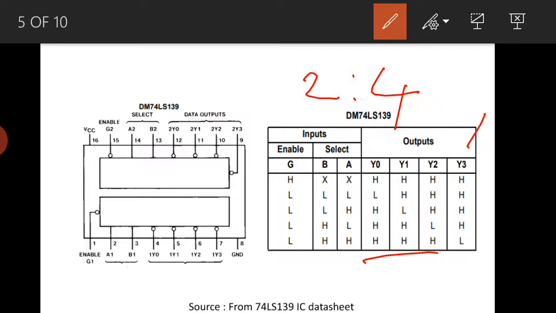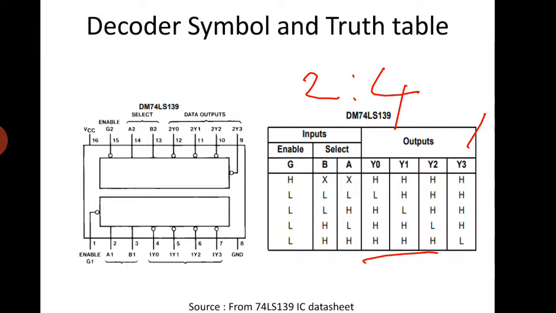Similarly we can have 3:8, 4:16, that is, if there are n inputs, then 2^n possible outputs will be there. So this is how the decoder will work. Okay, so this is the truth table with respect to the decoder.